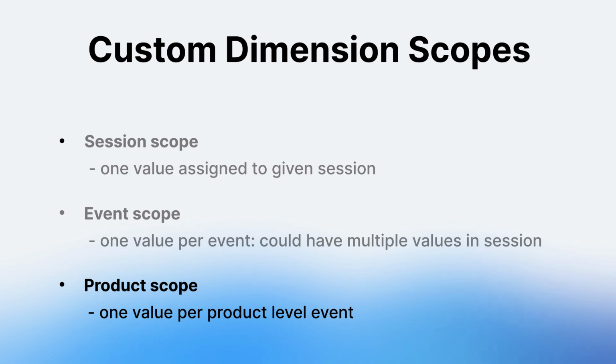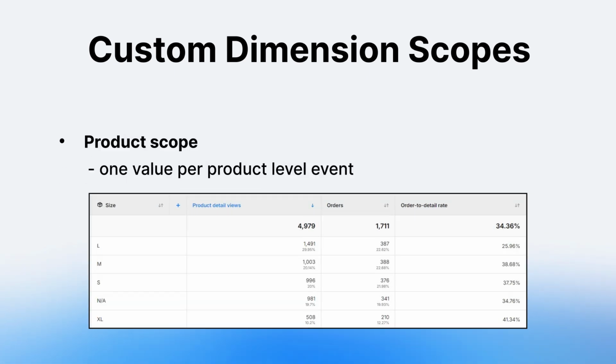Examples of product scope custom dimensions would be product size or product color. Those are not captured by default, but they could be. And the whole point of that is that we will be able to analyze our database on those product scope custom dimensions for a given e-commerce event.